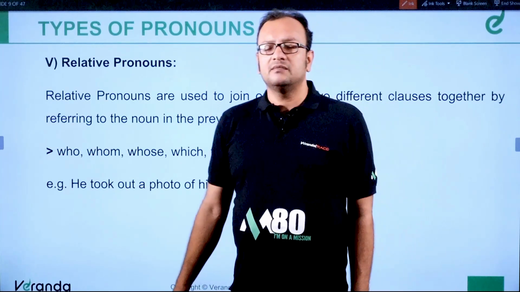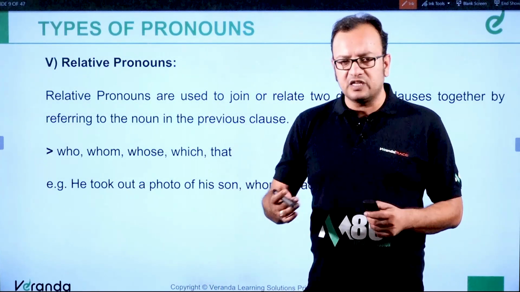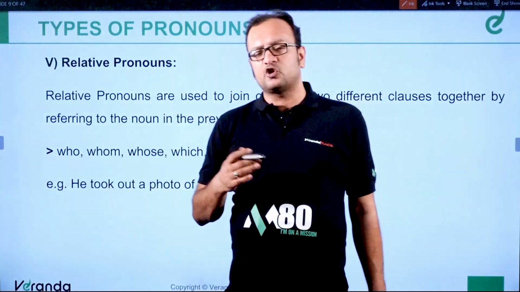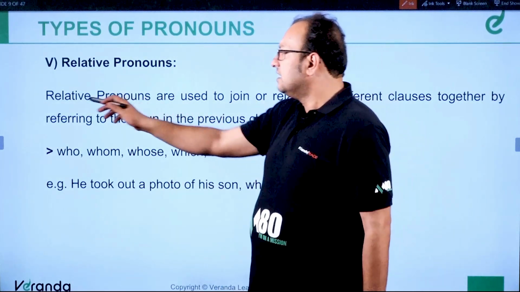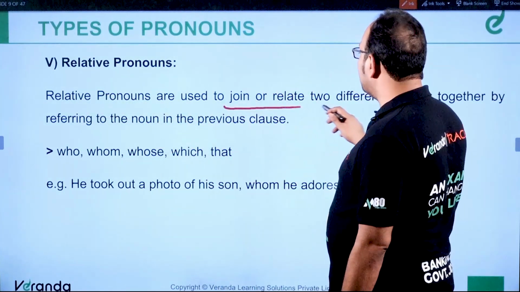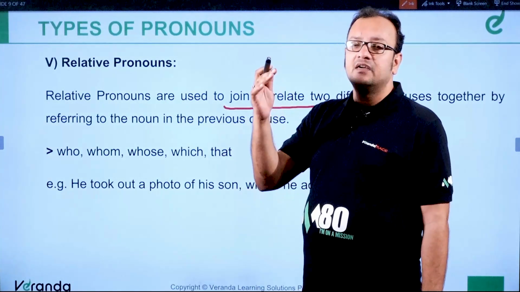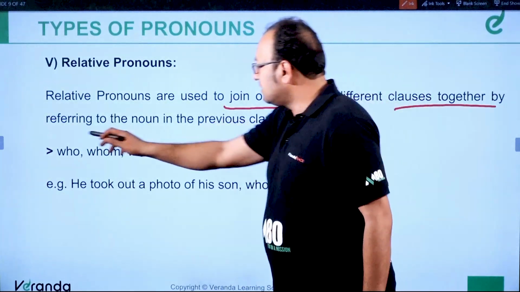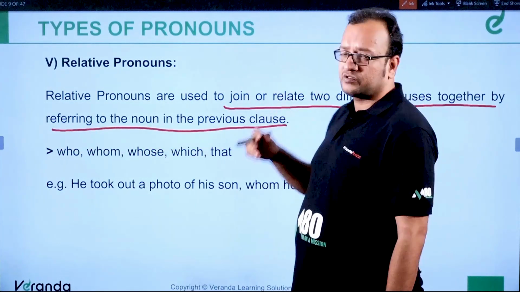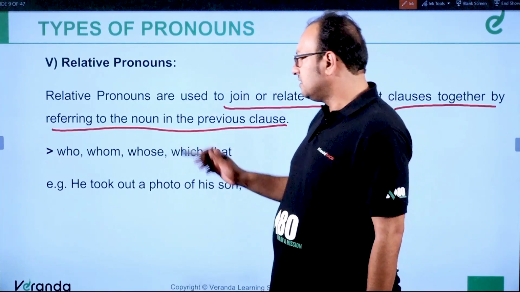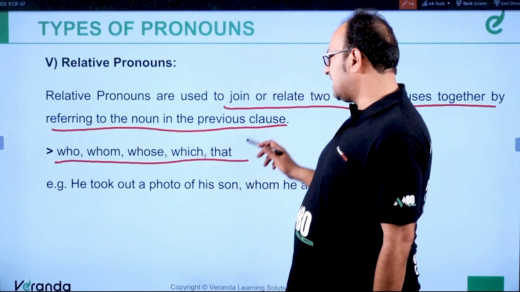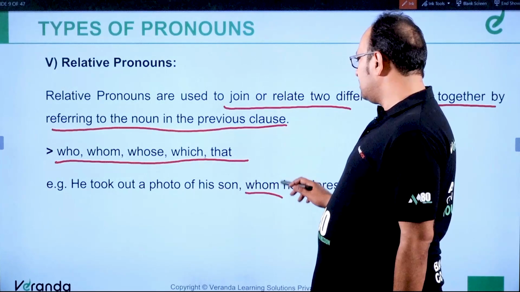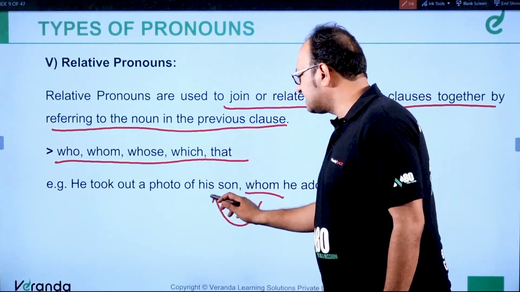Relative pronouns. Relative basically means related, to do with the relation part. It's also known as a conjunctive pronoun, joining two sentences, clauses, or phrases. Relative pronouns are used to join or relate two different clauses together by referring to the noun in the previous clause. For example, who, whom, whose, which, that.